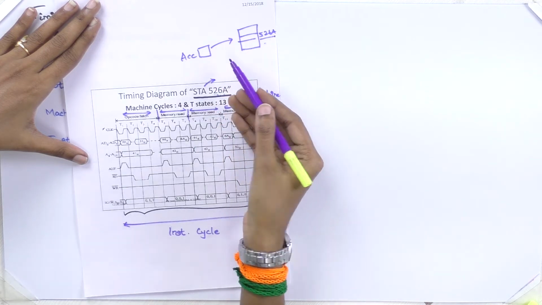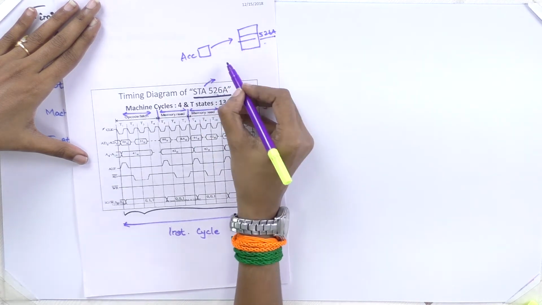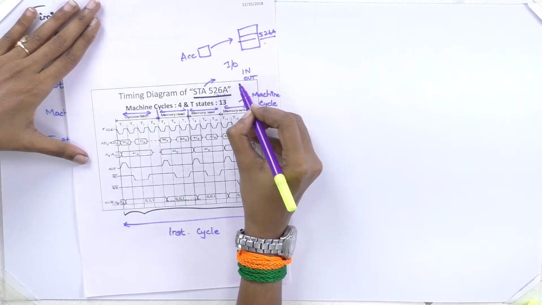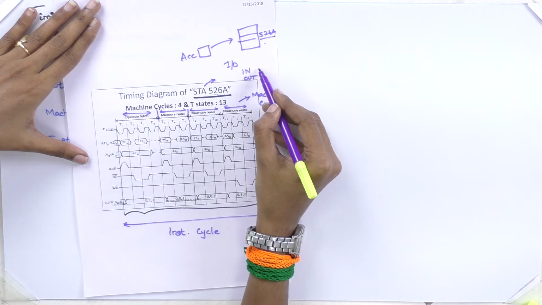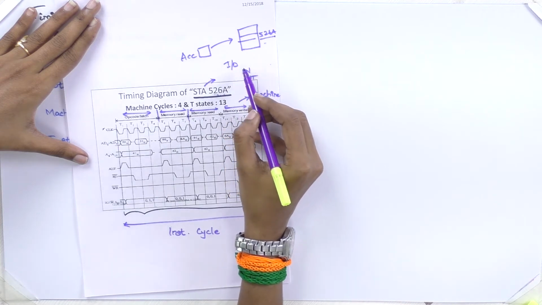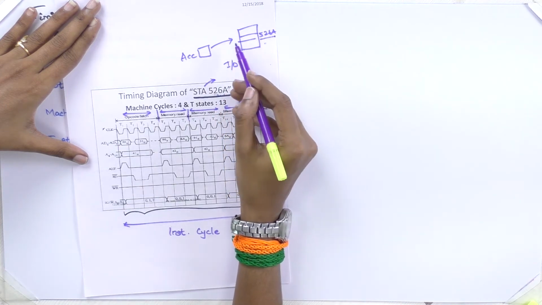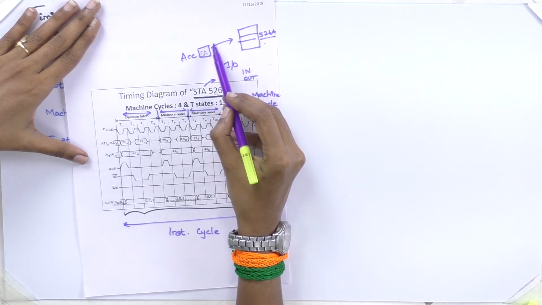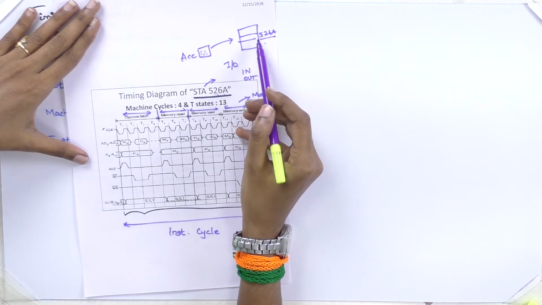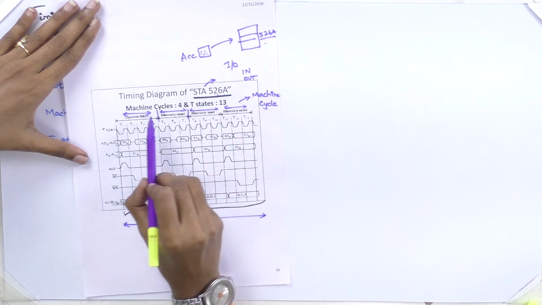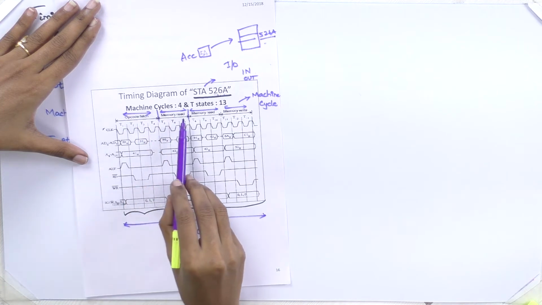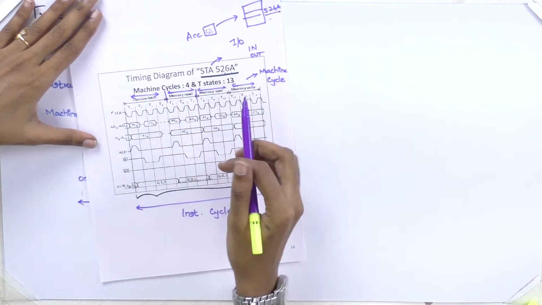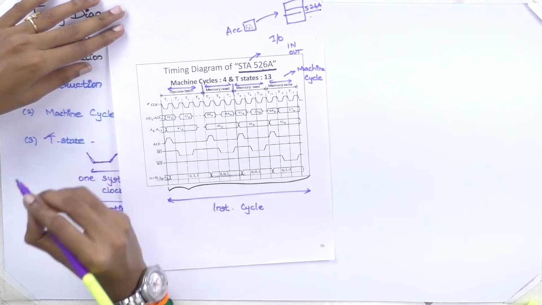In case of IN and OUT instructions, we will access the input and output devices. Here we are performing a memory write operation. The value here, for example 5, will be written here. So it's a memory write operation. These things are called machine cycles. We will discuss each and every machine cycle in detail. So now you just know it. And the next thing we have discussed is T state.